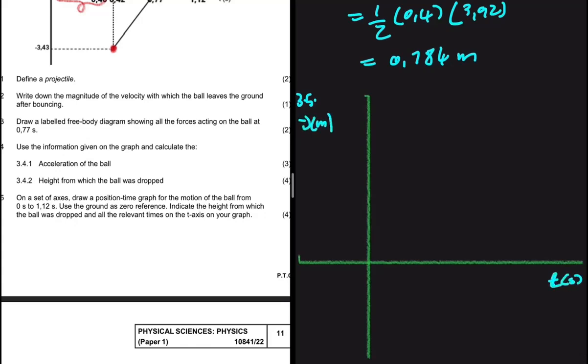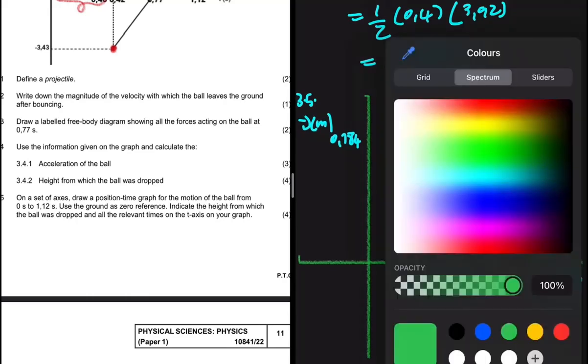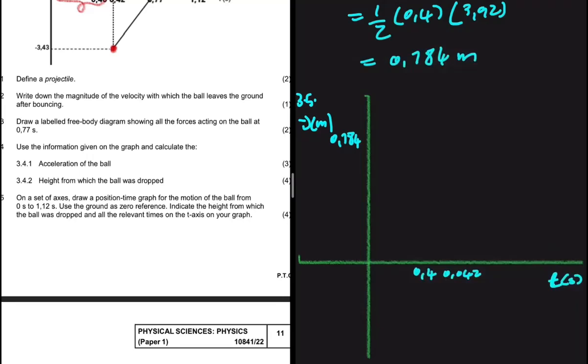So our maximum height where our ball was dropped, that is 0.784, and we strike the ground after 0.4 second. We're in contact with the ground for 0.02, so we leave the ground at 0.042 seconds. So let's just plot that first before we carry on. If we connect those two, we should have something like this.